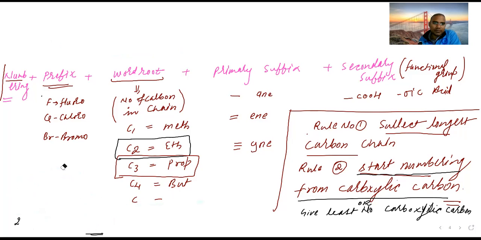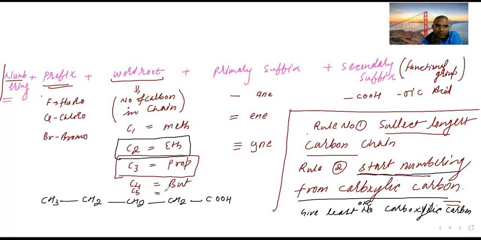Let me write down a problem and then we have to do it. Here is one compound I am writing: CH3, then CH2, then again CH2, then CH2, and here COOH, right? For 5 carbon, I told you, C5 is known as pent, P-E-N-T. Now first of all, we should know which direction we have to start numbering. Shall we start numbering from this position or from this position?